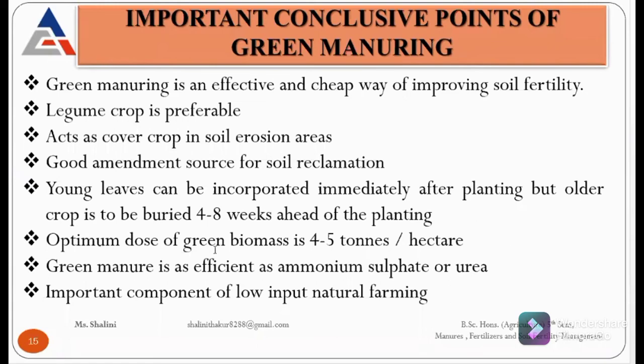Then green manure acts as efficiently as urea. If on one side you are supplying urea and on another side you are growing a green manure crop, the green manure crop efficiently acts as urea, or ammonium sulfate. Then I can say it is low input natural farming. It is the main component of natural farming.